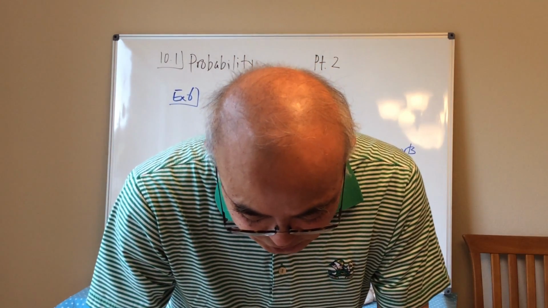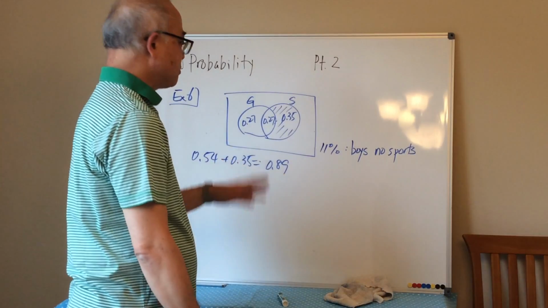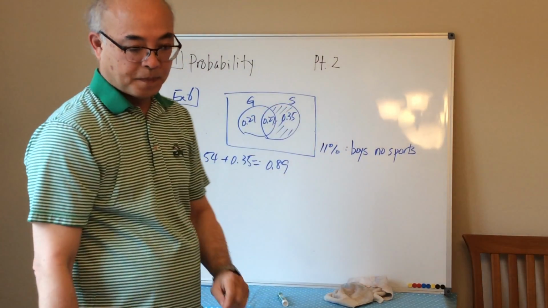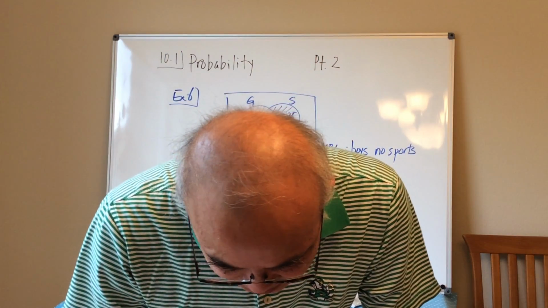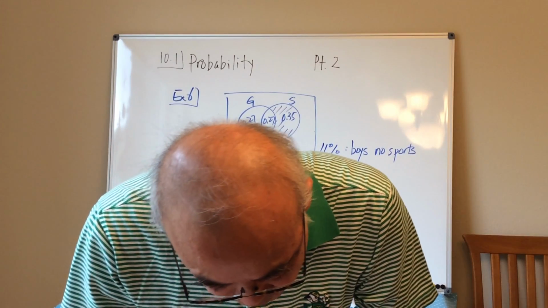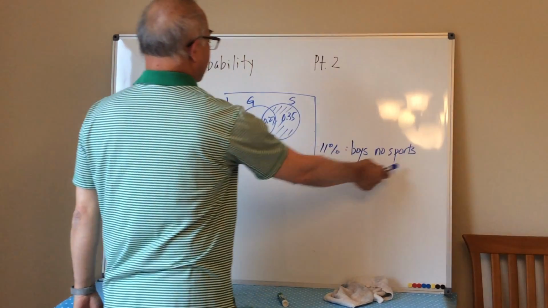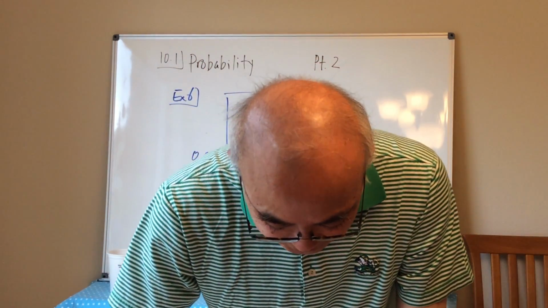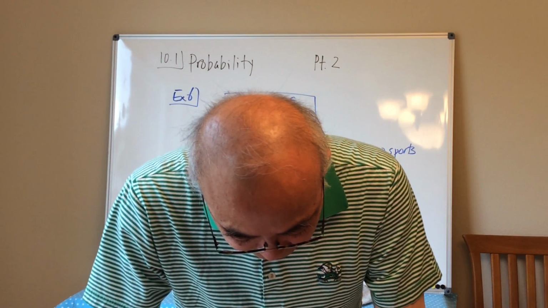A, what percent of the students who play sports are boys? So the students who play sports who are boys, again, are the 35% here, right? B, if a student is chosen at random, what is the probability that it is a boy who does not play any sports? So that would be the 11% right here, right? Boys, no sports. Okay? And so there we go.